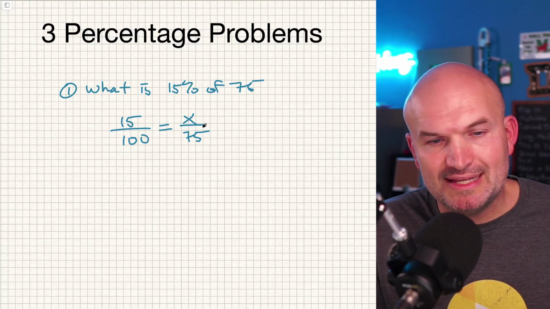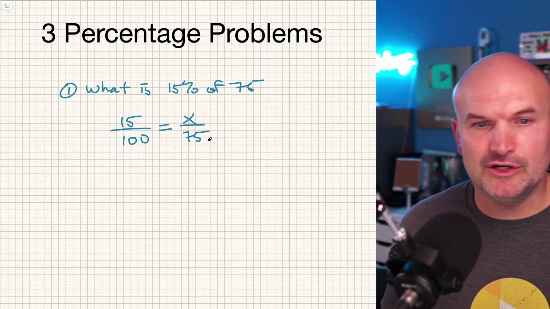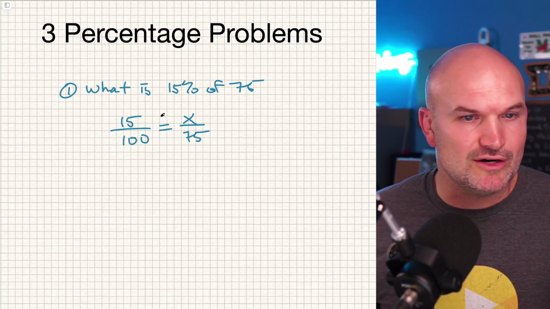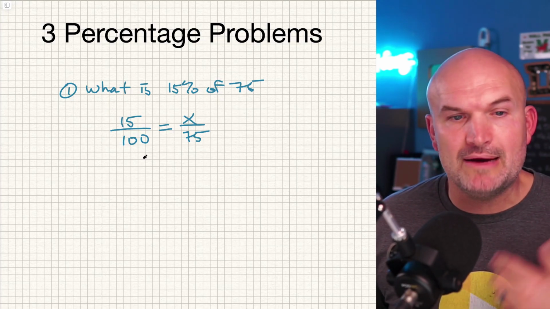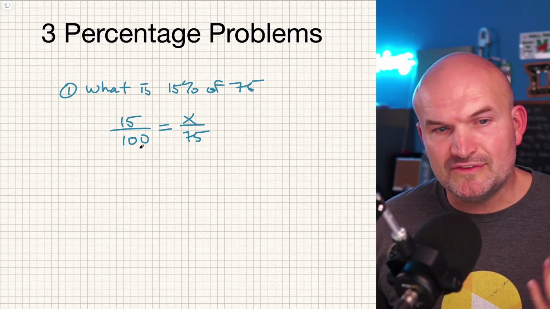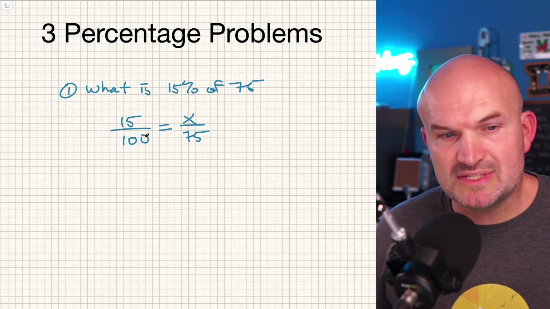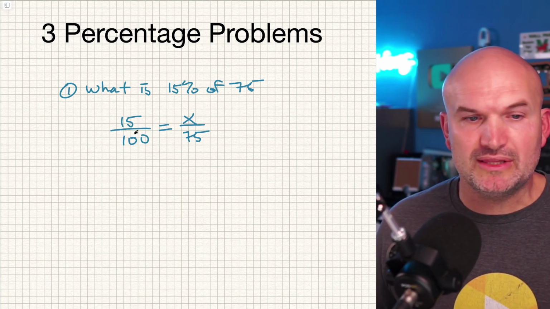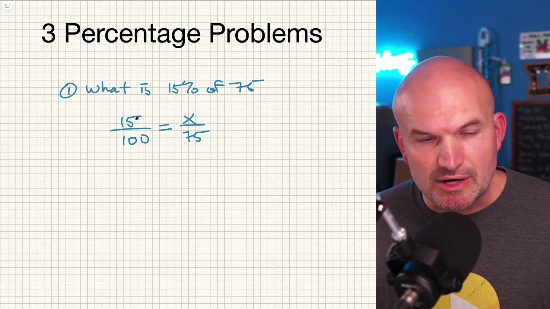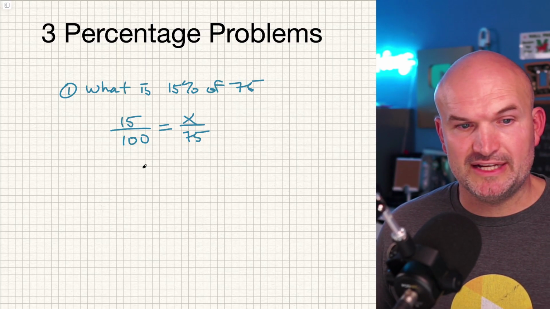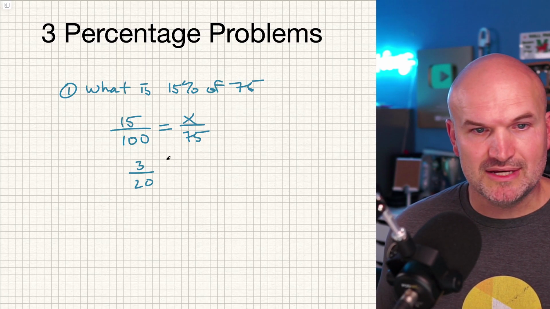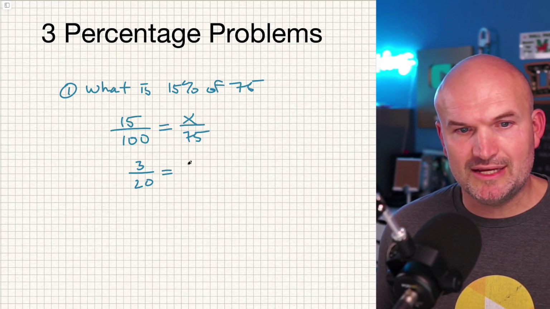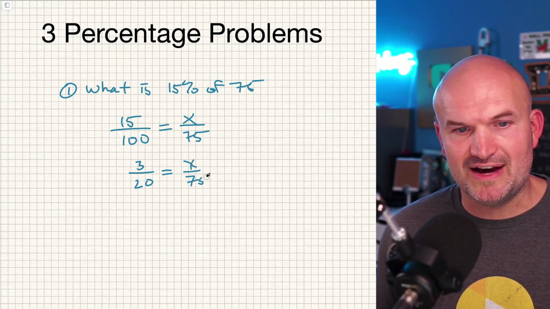But before we go and get into multiplying, or you could just multiply 75 on the other side or apply the cross product, we always want to make sure, can we simplify things? Can we break this down? You see, I have a 15 over 100. Can I reduce that? I don't want to be dealing with really, really big numbers. So I notice that 5 goes into 15 3 times, and 5 goes into 100 20 times. So now I have 3 over 20 is equal to X over 75.